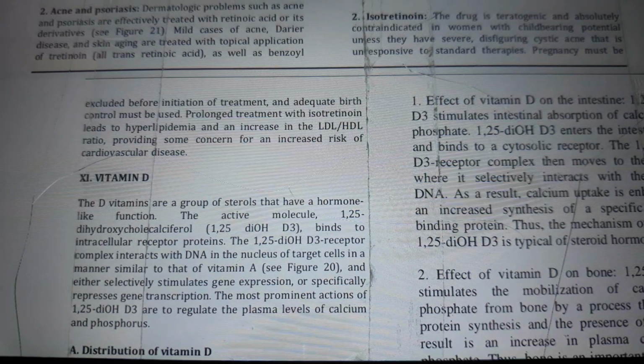Continuing with the lessons, isotretinoin. Let me repeat, isotretinoin. The drug is teratogenic and absolutely contraindicated in women with childbearing potential unless they have severe disfiguring cystic acne that is unresponsive to standard therapies. Pregnancy must be excluded before initiation of treatment. Adequate birth control must be used. Prolonged treatment with isotretinoin leads to hyperlipidemia and an increase in the LDL-HDL ratio, providing some concern for an increased risk of cardiovascular disease.